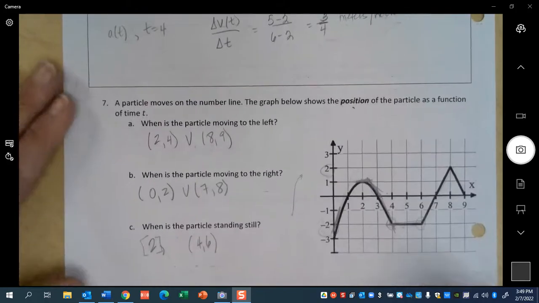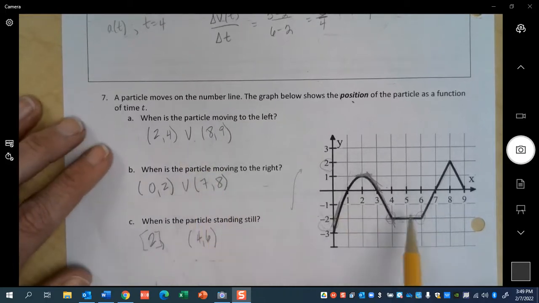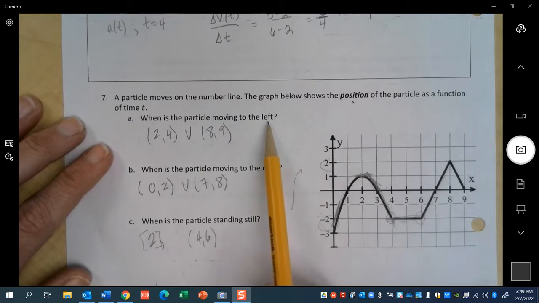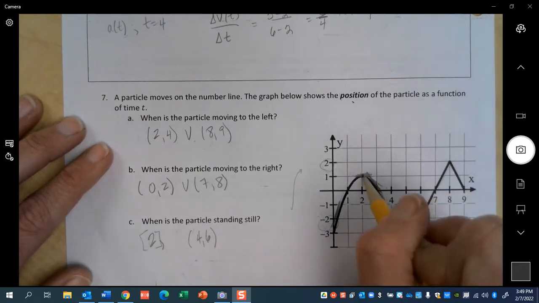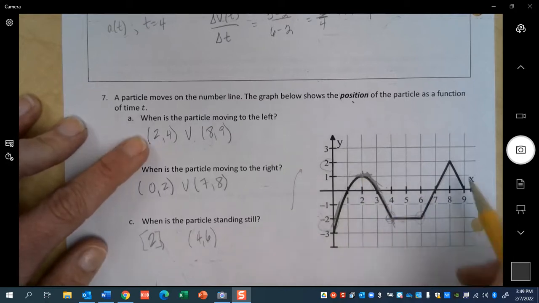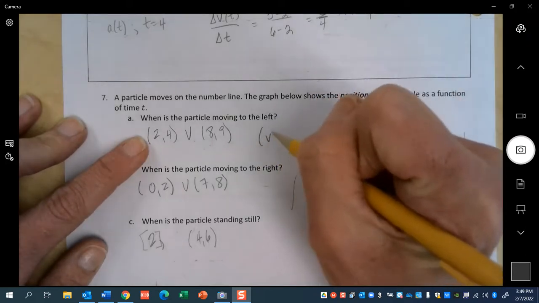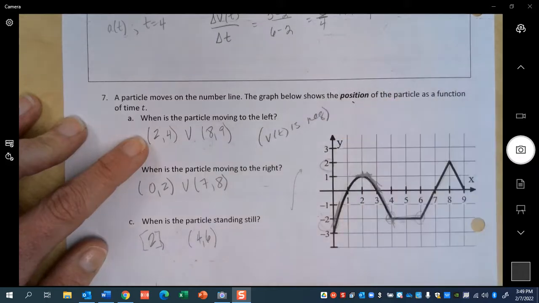All right, let's take a look at 7. A particle moves along the number line. So this is the graph of the position. It's moving to the left when my velocity is negative. Velocity is positive, velocity is 0, velocity is negative. So it's moving to the left or down from 2 to 4, and then again from 8 to 9. That's when I have v of t negative.